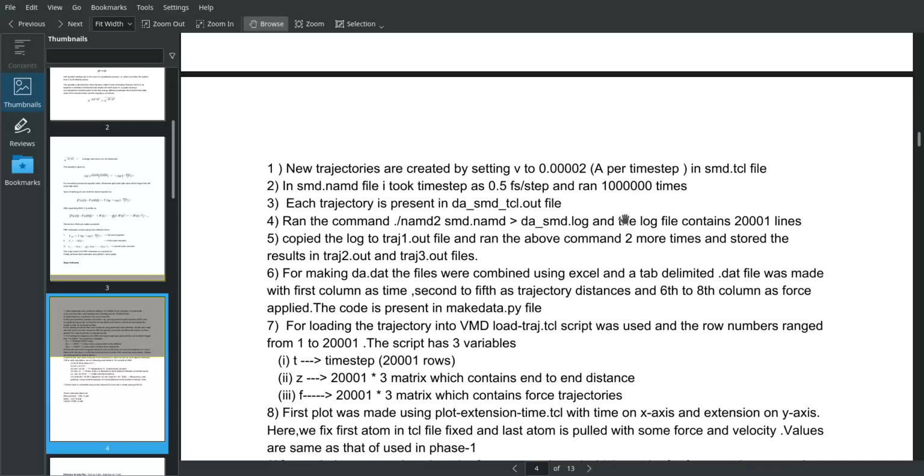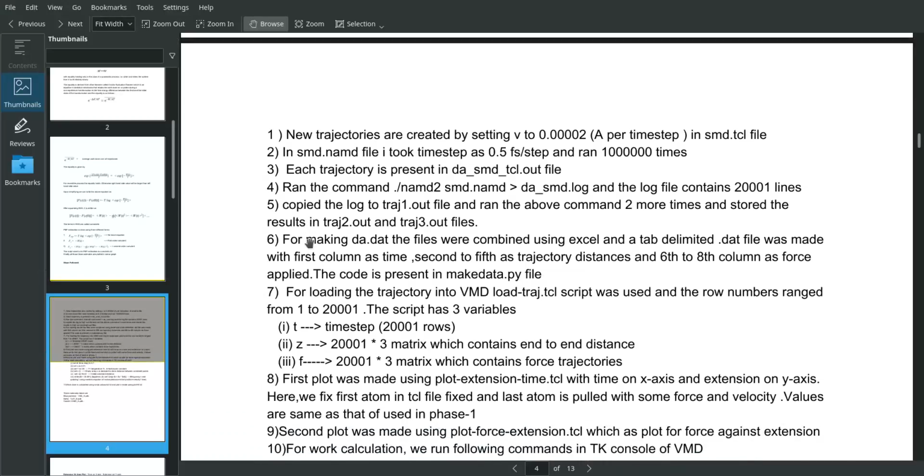The log file should contain exactly 20,001 lines. Actually, I didn't get those 20,001 lines in the primary iteration, so I have been trying to get those 20,000 lines. So we just copied that log file to some trash1.route file and ran the same command more times and stored the results in two files, that is dash2.out and dash3.out. And I have attached these three files, including the log file, in my drive link.